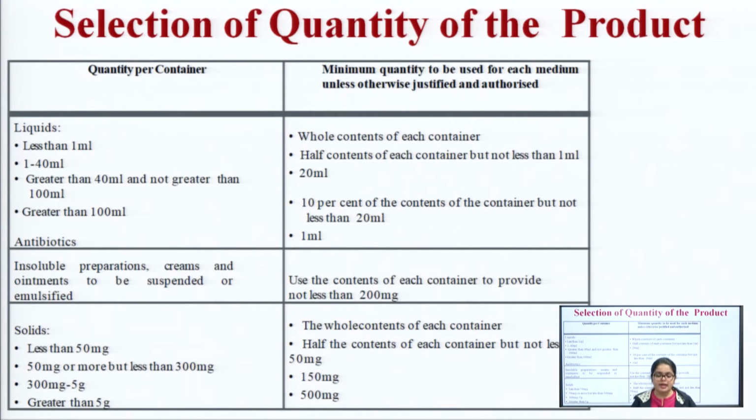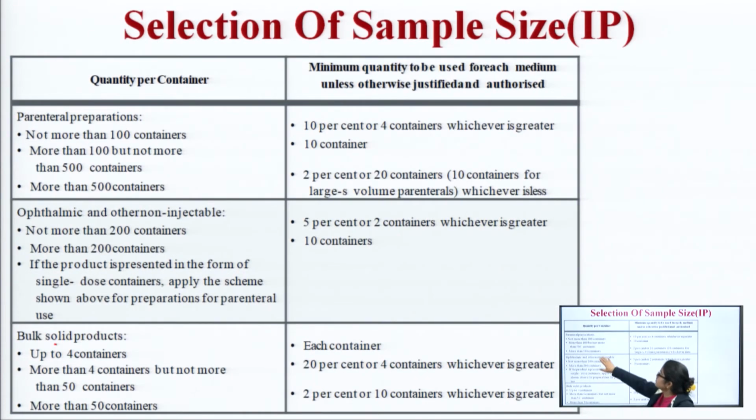Then coming to the next slide, it says about the selection of the quantity of the product, how much quantity of product will be used for sterility test. First is the quantity per container, and then the minimum quantity to be used for each medium unless otherwise justified and authorized. This we talked about parenteral preparation, then ophthalmic and other non-injectable preparations, then the bulk solids, the bulk solid products, let it be tablets or capsules.